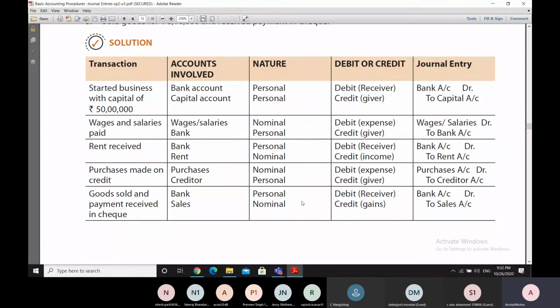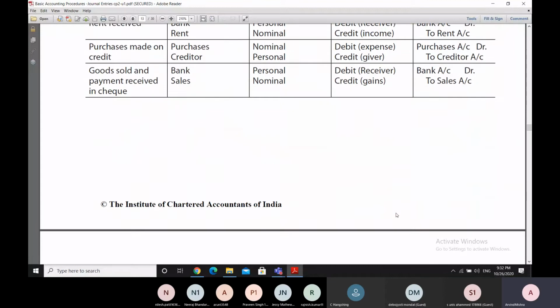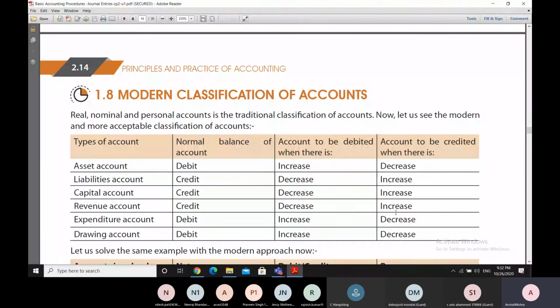Similarly, goods sold and payment received in cheque. Goods were sold, the payment is received into the bank. So bank is the receiver, it is a personal account, debit the receiver, and sale has been made. So that is a nominal account. Sales is a nominal account because it's a gain account, and we credit the gains. So this is the traditional method by which we do the debits and credits.